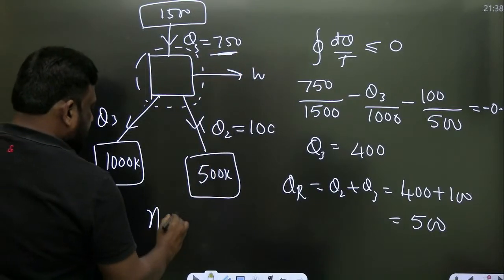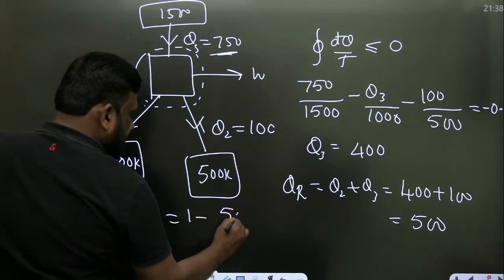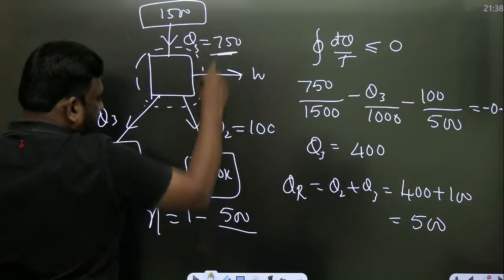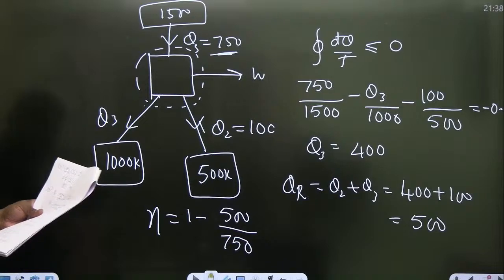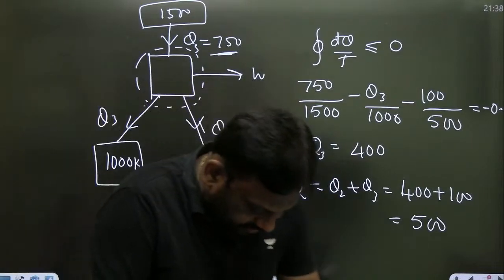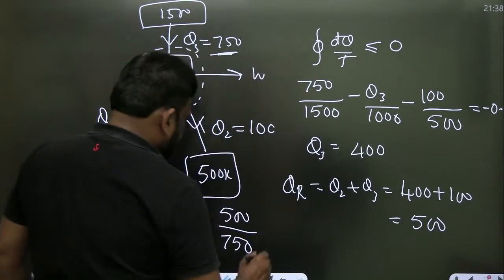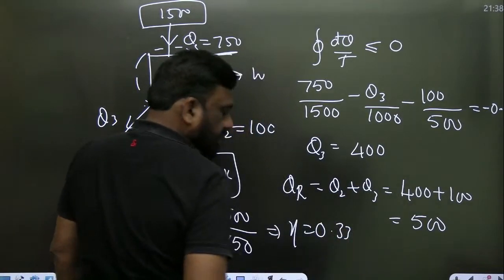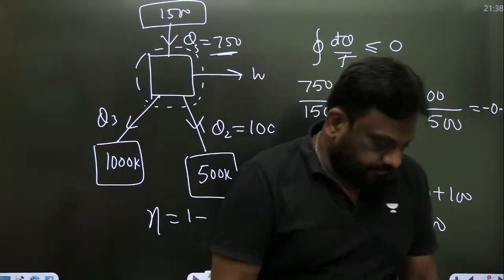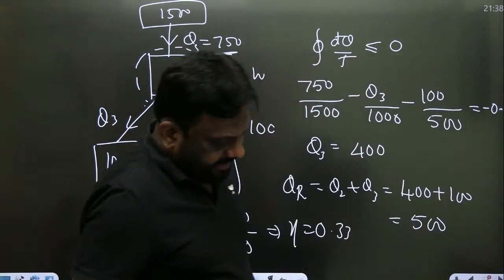So efficiency is 1 minus rejection by supply, which is 1 minus 500 by 750. So how much is the efficiency, sir? 0.33 is correct. Excellent students of India. This was a good question too, sir. 33%. 33% is correct.